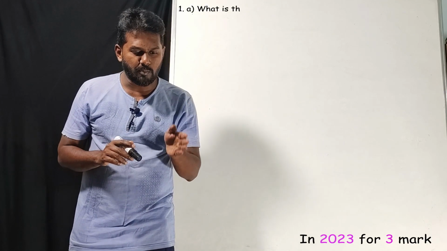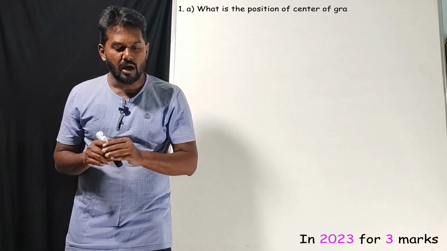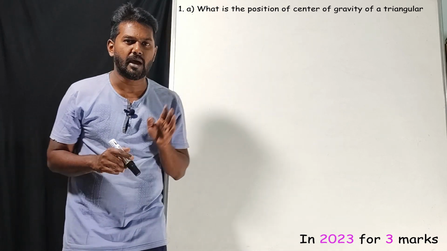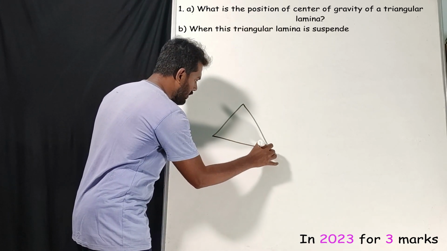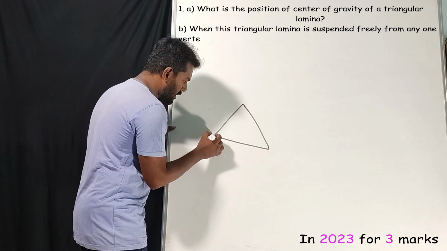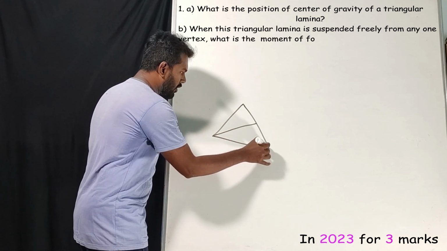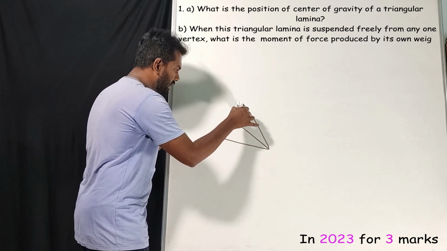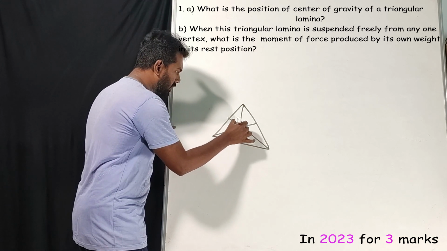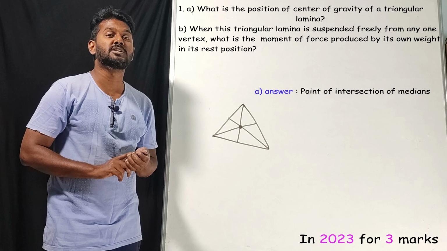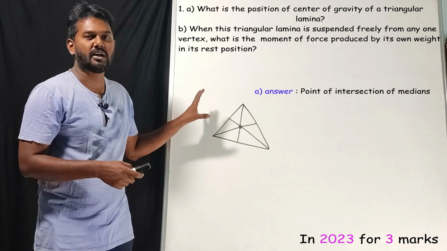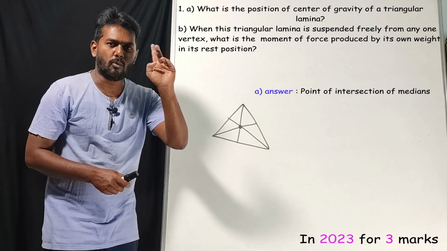This question was asked in the previous year for 3 marks. What is the position of center of gravity of a triangular lamina? This is very easy. Assume there is a triangle and you have to draw the medians. Once you draw the medians, the point of intersection of the medians is the position of center of gravity for the triangular lamina. This is for only 1 mark.